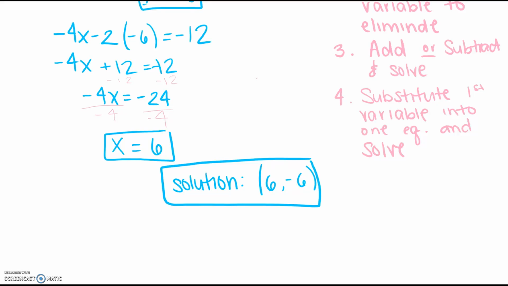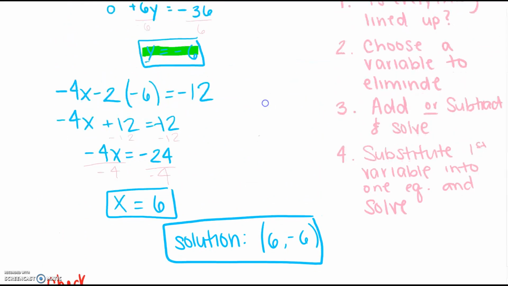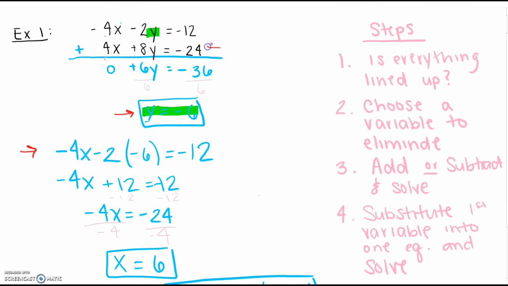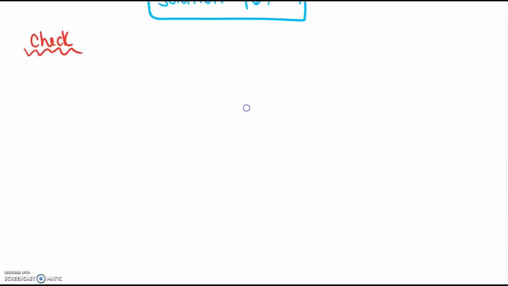Now, one thing you can do is check your work, which you should always do, especially with systems. So because I substituted my y into the first equation, to check my work, I'm going to substitute it into the second equation and see if I get the same thing. So that means I will have 4x plus 8 times negative 6 equals negative 24. Actually, you know, we could substitute both in if we want, so let's do that.